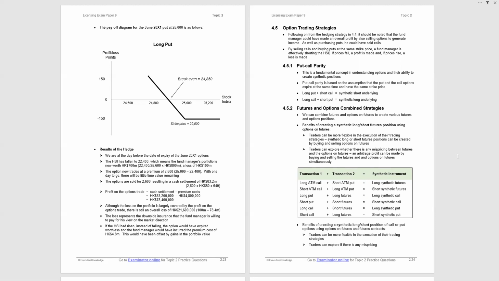Now we bought the put options. We can close out our position not by exercising, but by selling at 2,600. So we sell the options at 2,600, resulting in a cash settlement of 83.2 million. Where did we get that? The 2,600 price, again multiplied by the multiplier of 50, multiplied by the number of contracts, 640. Again, all of these calculations could be separate questions in the exam.